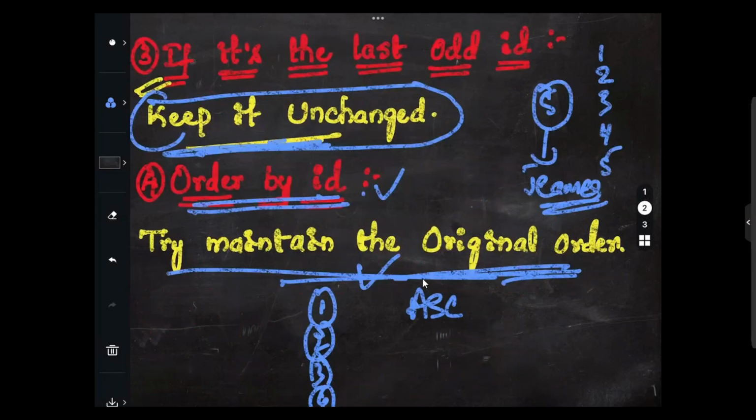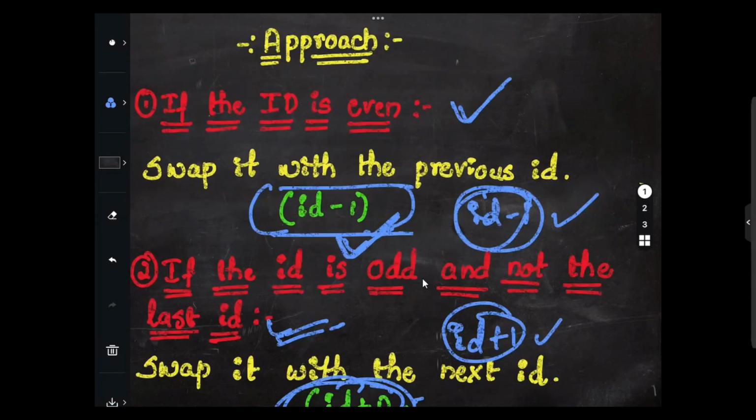The third one is if it's the last odd ID, then we have to keep it unchanged. And the fourth one here is order by ID. We have to maintain the original order in this case, right? So this is the approach that we'll be going with. As we know the approach now, it will be easier to write the query. Let's start writing the query.